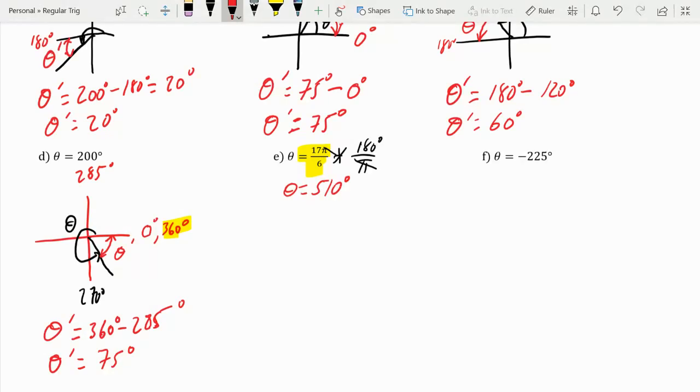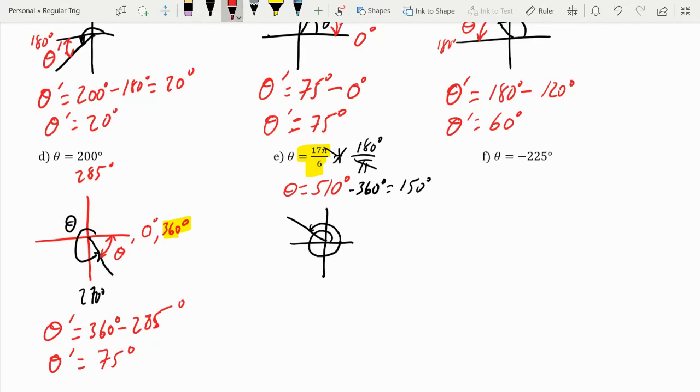I'm hoping you realize 510 degrees is more than one whole rotation. So what do I have to do? Let's subtract off 360 degrees. So 510 minus 360, I end up with 150 degrees. So now I have to go 150 degrees more. There it is in the second quadrant.